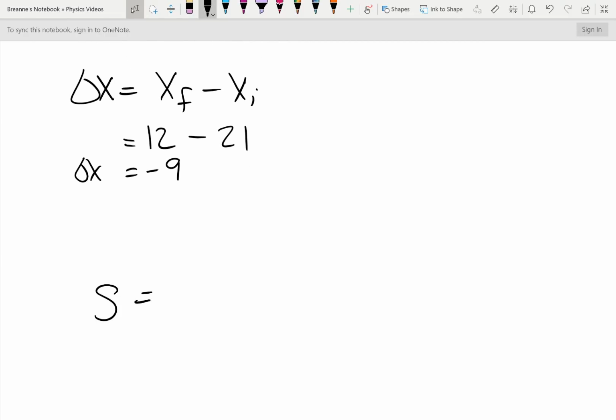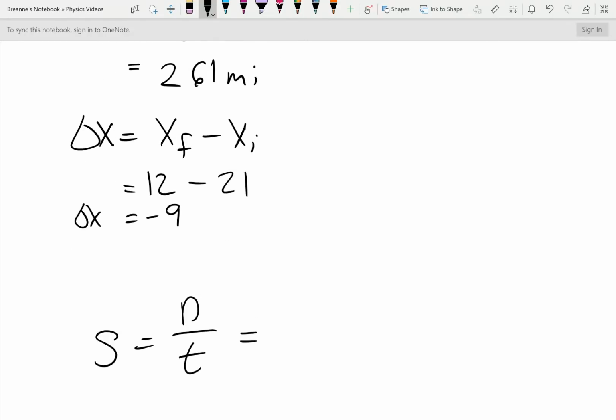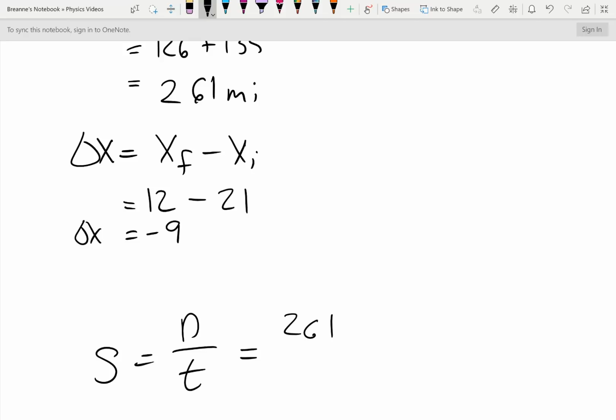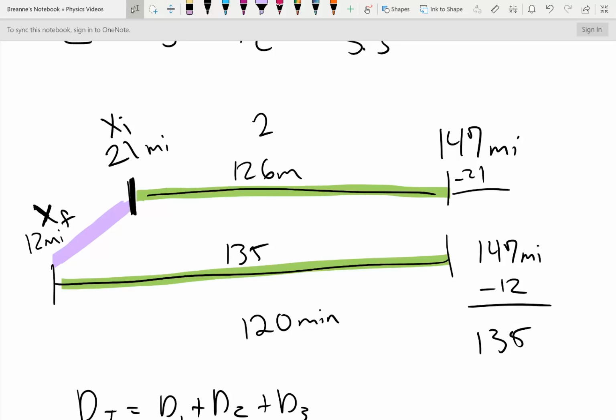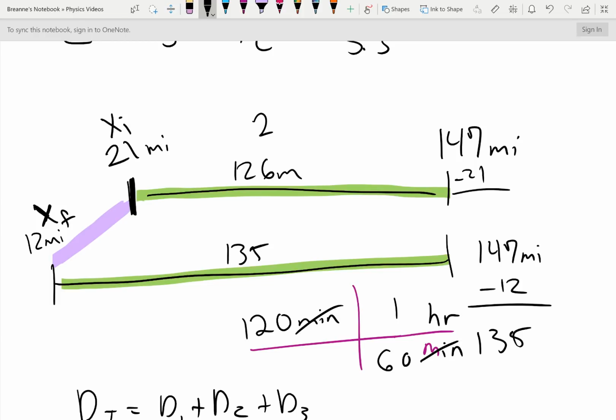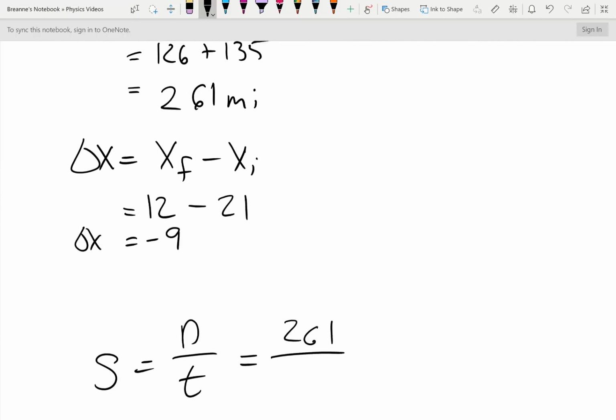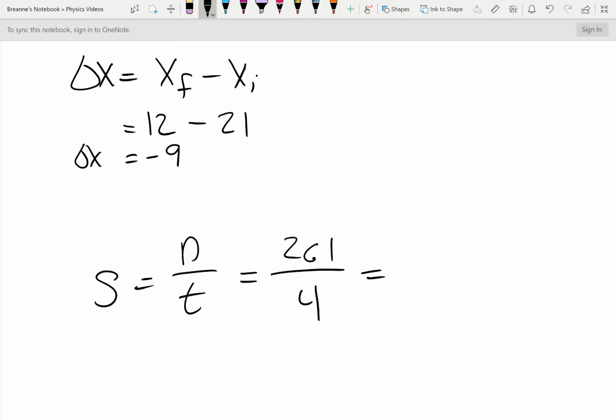Now, next part, it asks for your speed. Remember, speed is distance over time. Distance we just figured out: 261. For time, we have to take both times into consideration. We need to convert our minutes to hours. We don't want minutes at the bottom, we want hours. 1 hour is 60 minutes, so 120 divided by 60 gives you 2 hours. So it took 2 hours there, 2 hours there, so your total time was 4 hours.